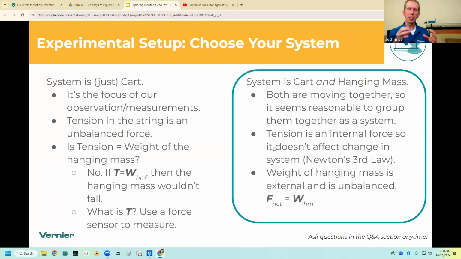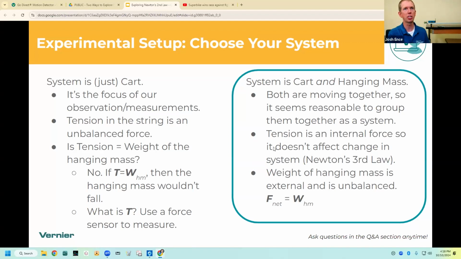If students are thinking of the system just as the cart, I've got this cart on the track, it's getting pulled. It's easy to understand why they might do that. That's kind of my focus of attention here. And they might think, okay, well, the tension on that string, that's the thing pulling it along, the thing accelerating it, so that's my force. And you've got this hanging mass here, and they say, okay, yeah, I can weigh that hanging mass. I can figure out how much it's pulling on the string, and there we go, we've got our force. But it's not that easy, and that's because the tension of the string isn't the same as just the weight of the hanging mass.